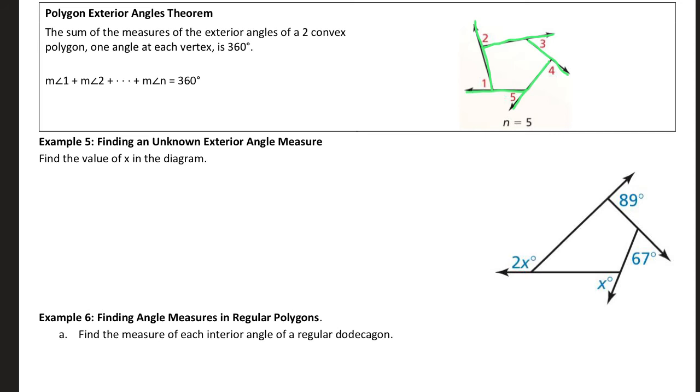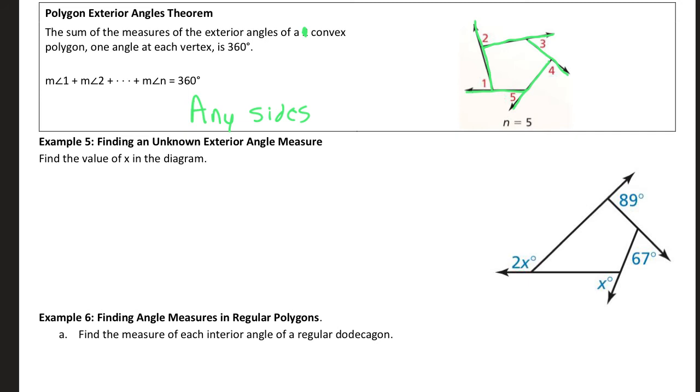So every shape, and I don't know why I put a 2 there, but that 2 you can ignore. The sum of the measures of the exterior angles of any polygon, any number of sides, is always 360. A 4-sided shape, a 20-sided shape. The exterior angle sum is 360.